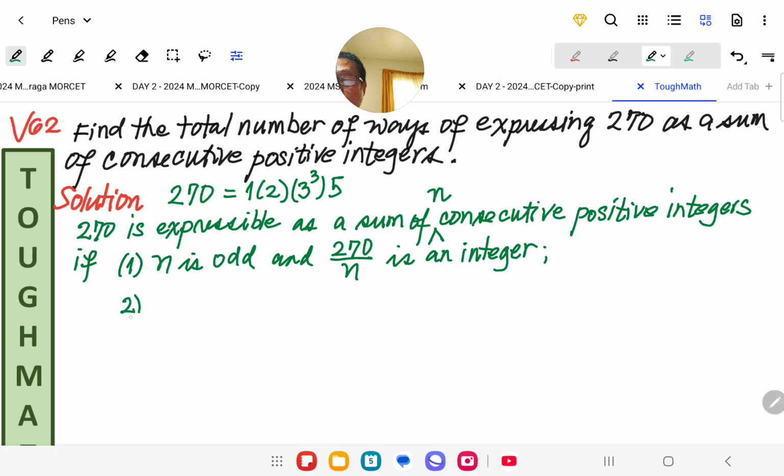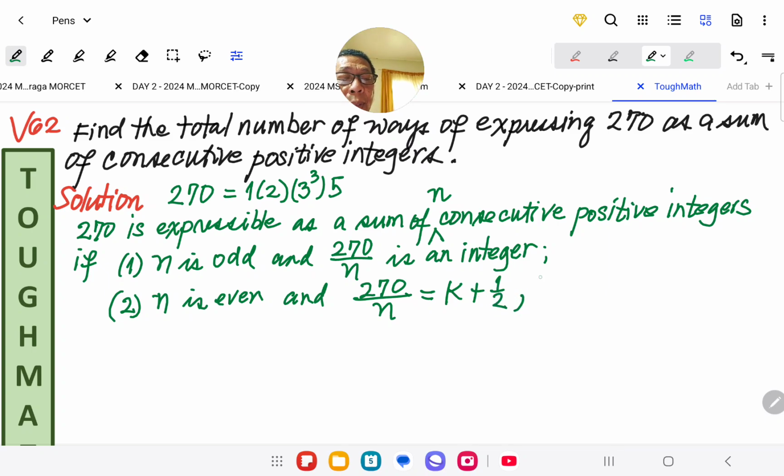And then number two, when n is even, then 270 divided by n must be an integer plus 1/2, whatever this integer is, for some positive integer n. Okay, so we consider the following cases.